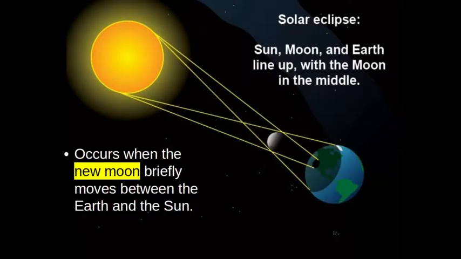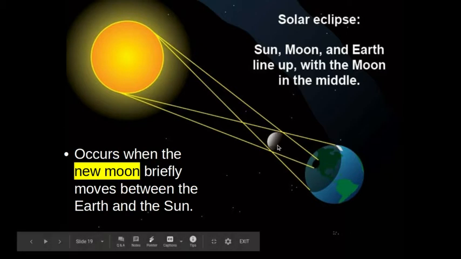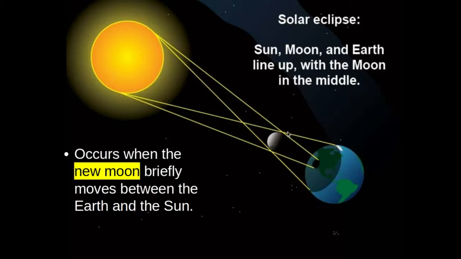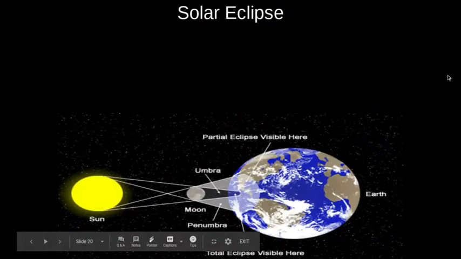All right, so a solar eclipse, in my opinion the cooler eclipse, is when the sun is actually blacked out in the sky. So this can only happen when the moon is in the middle between the sun and the earth, when they're all lined up. So this can only happen during the daytime, during the new moon phase, when we only see the dark half of the moon.